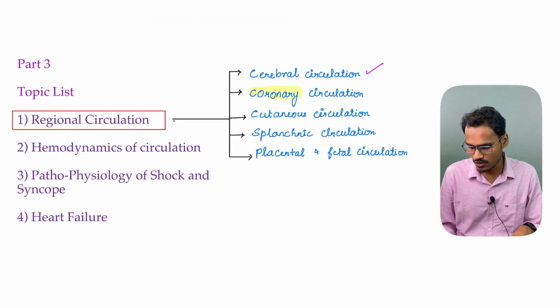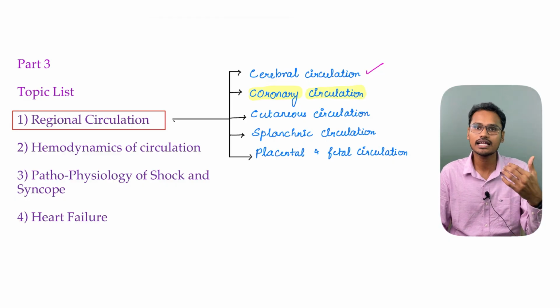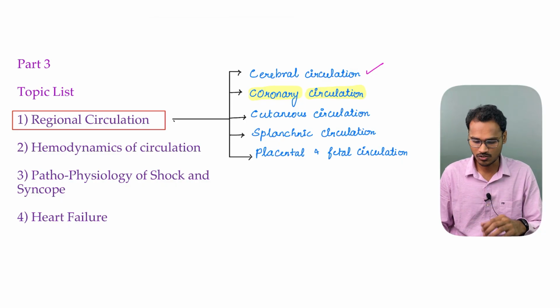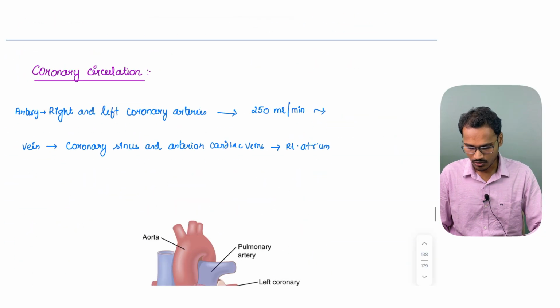Coronary circulation, as all of you know, is the cardiac circulation, the blood supply which supplies the heart itself. So that is the coronary circulation. Let's try to understand what are the special features of it. So let's get into the topic, the coronary circulation.